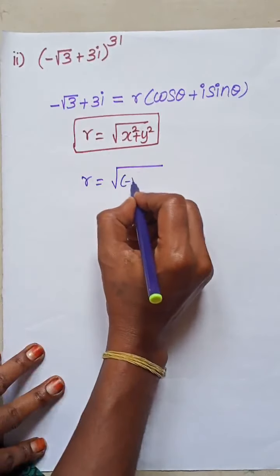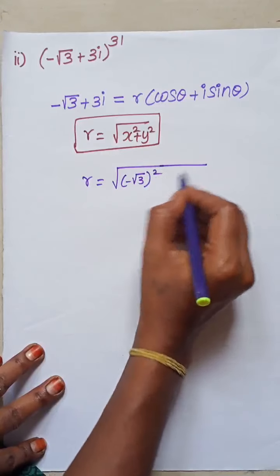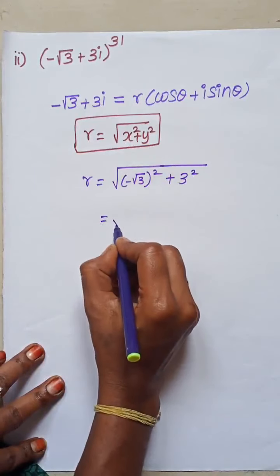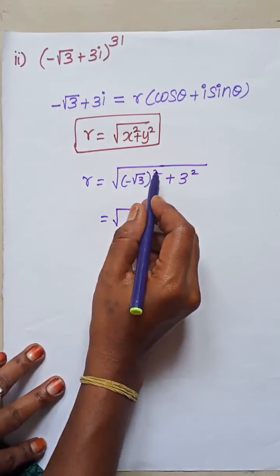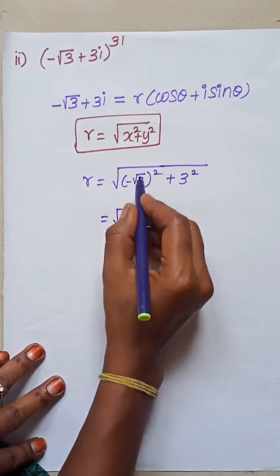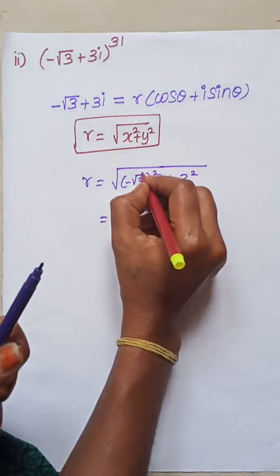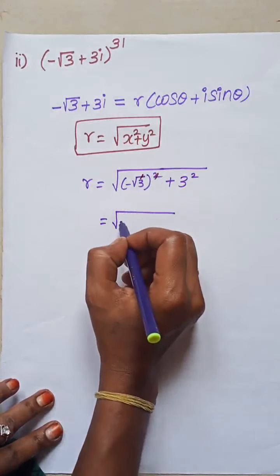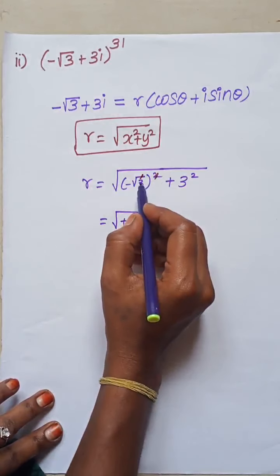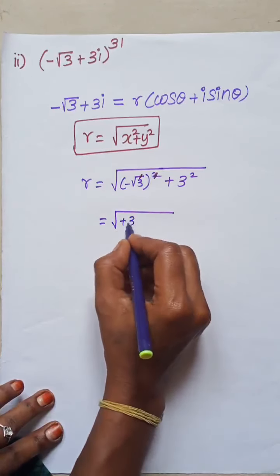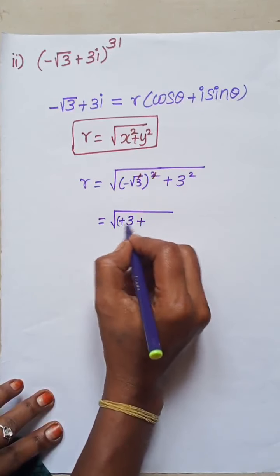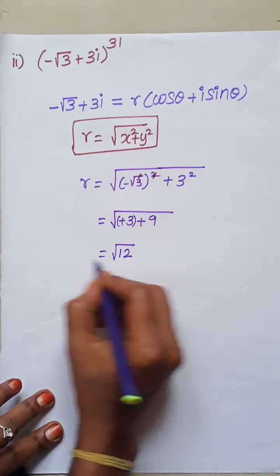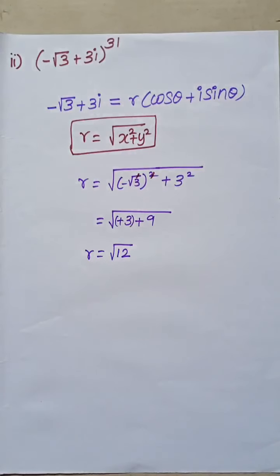Here x squared is minus root 3 square, plus y squared is 3 square. So r is equal to the square root of minus root 3 square, which is 3, plus 3 square, which is 9. So it is the square root of 9 plus 3, which is 12. So r is equal to square root of 12.